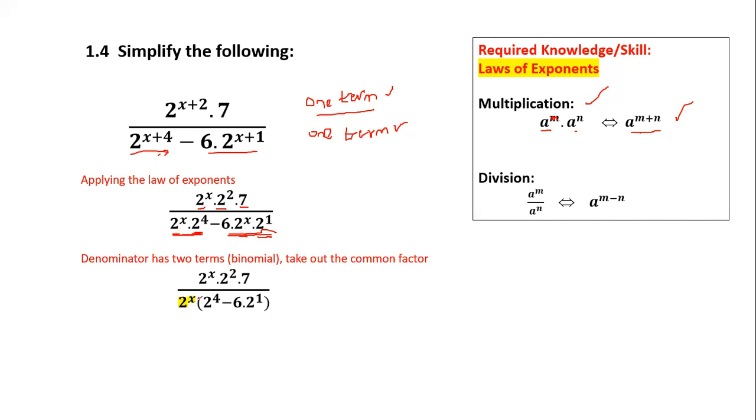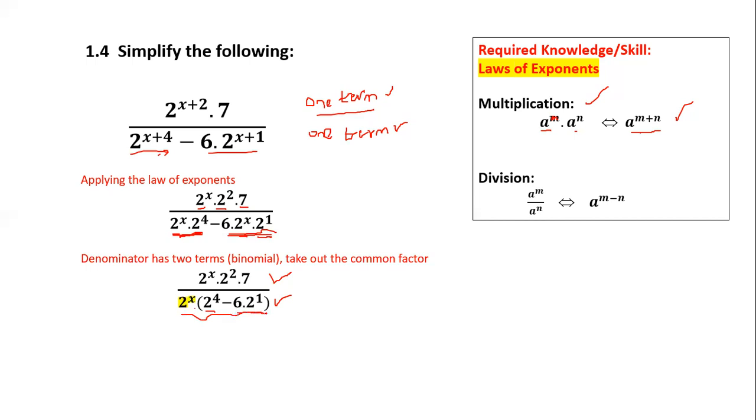So this is how we take out the common factor. 2 to the power x, we take it out, then we put a bracket. And when we take out 2 to the power x on this side, what are we left with? We are left with 2 to the power 4. And on this side, when we take out 2 to the power x, what are we left with? We're left with 6 times 2 to the power 1. So now we have 1 term at the numerator, 1 term at the denominator. Remember that terms are separated by plus or minus. So this is 2 to the power x times 2 to the power 4 minus 6 times 2 to the power 1. So this is 1 term.